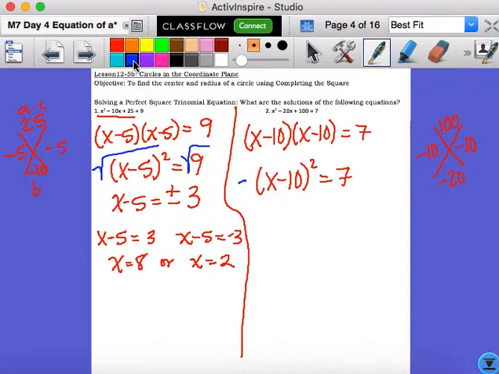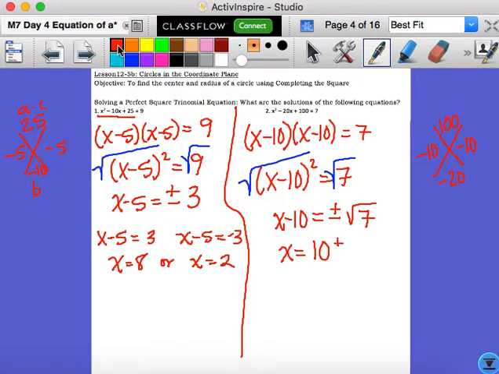Again, if we're solving for x here, we're going to take a square root of both sides so that we have x minus 10 equals positive or negative square root of 7. Now, since 7 is not a perfect square, we're just going to carry that along in its simplest radical form. And to get x by itself, I would add 10 to both sides, so I end up with 10 plus or minus the square root of 7. And as ugly as that is, that would be our final answer in its simplest radical form.